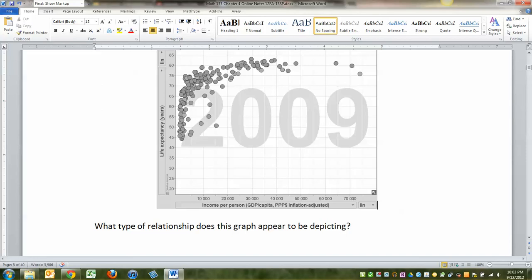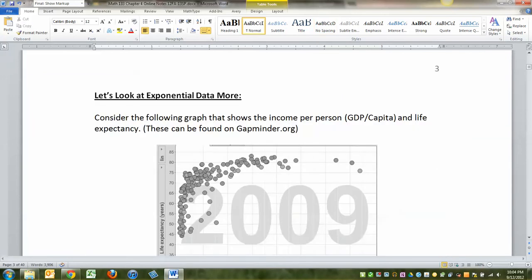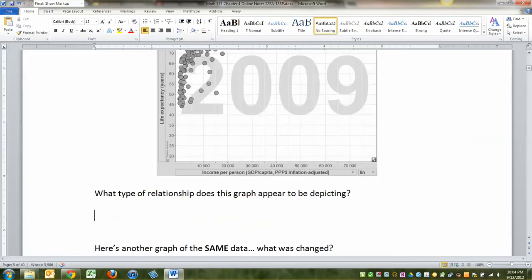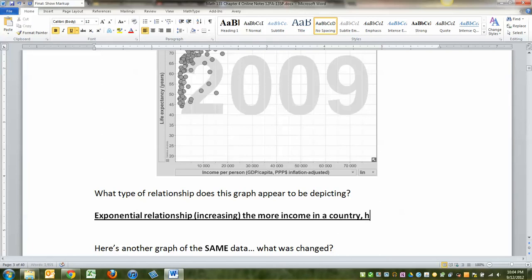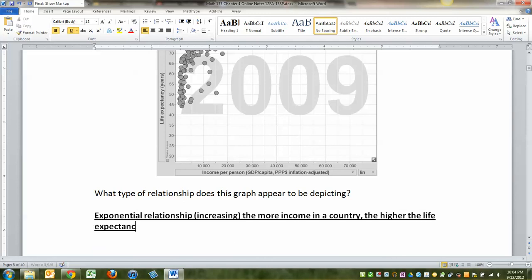And can you see the arc? See how there's an arch to it, right? It's exponential. And if you look on the sides, it says lin and lin. That means those were linear, right? So this appears to be, whoopsie, hold on, I went too far. All right, it appears to be depicting an exponential relationship. It's an increasing one at that, right? The more income in a country, I know this is going to shock you, but the more income in a country, the higher the life expectancy. I know, shocking. Revelations all over the place today.